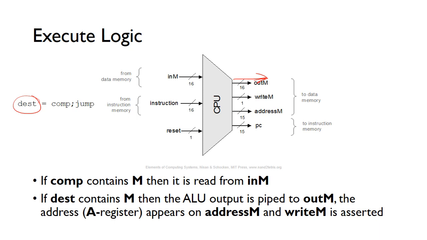We need to set this to a 1 to be able to write to the memory. And then we also need to select the address as well. So if the destination contains M, we need to do something with these three outputs. That's the fundamental execute logic.